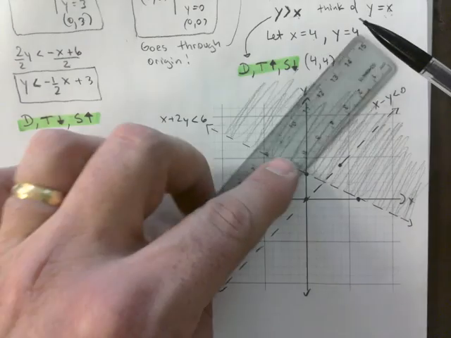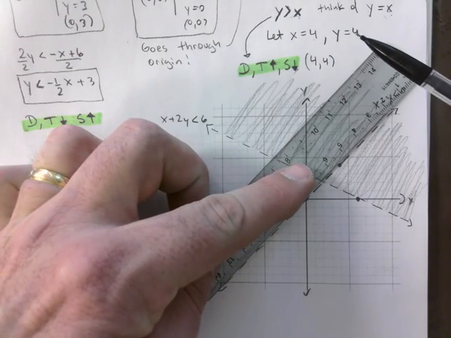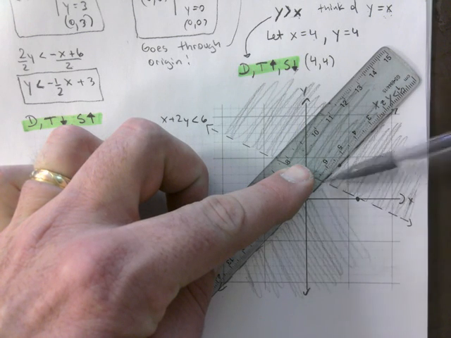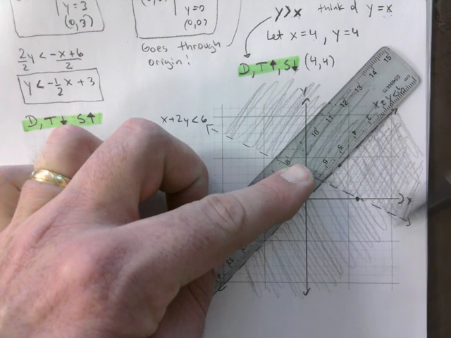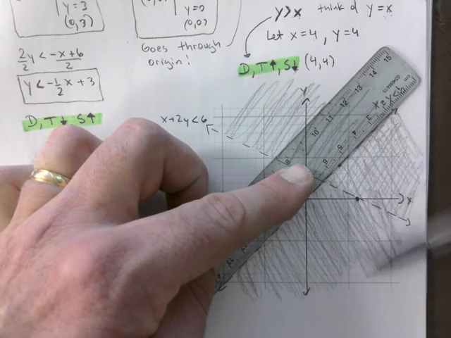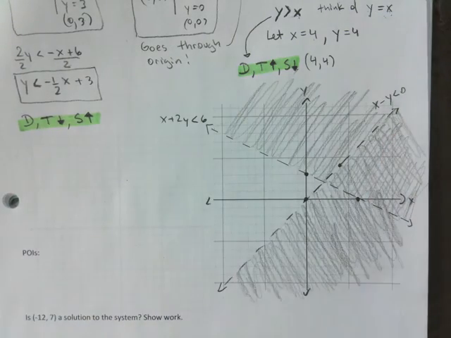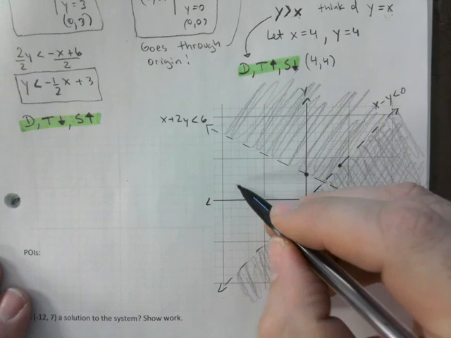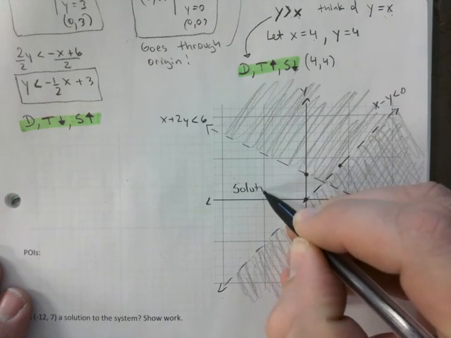So you take the other line and you just make sure you shade below that. Okay. So you've gotten rid of all the false regions, right? And so this is your solution region.